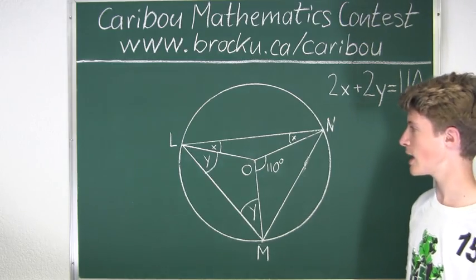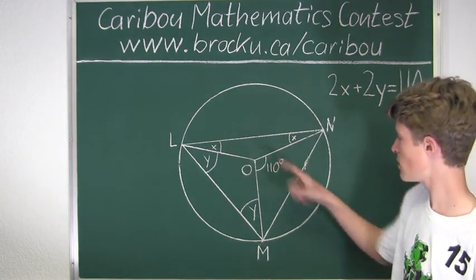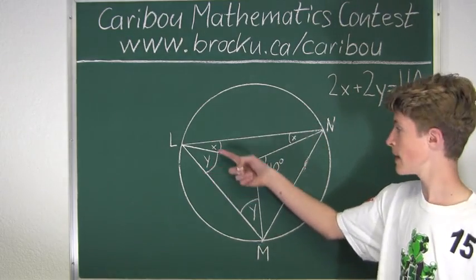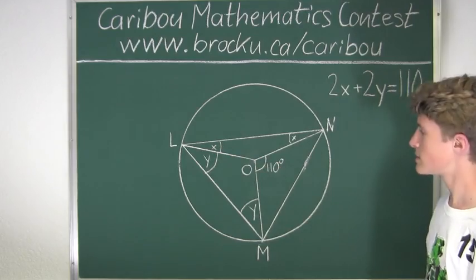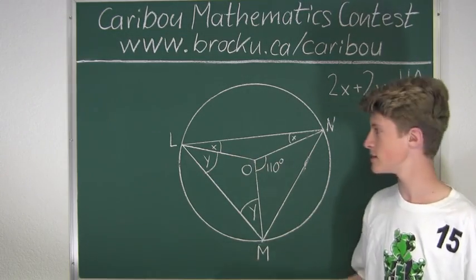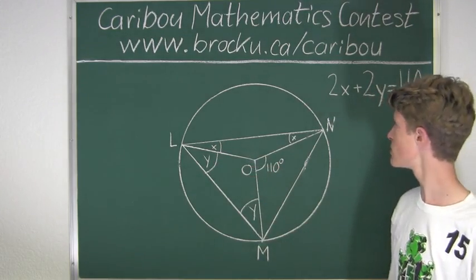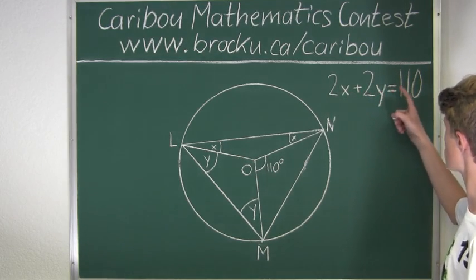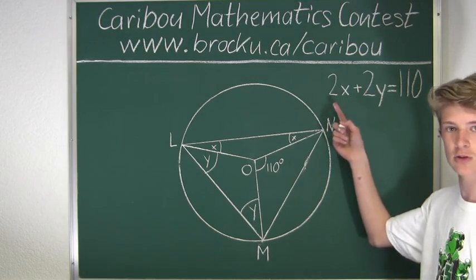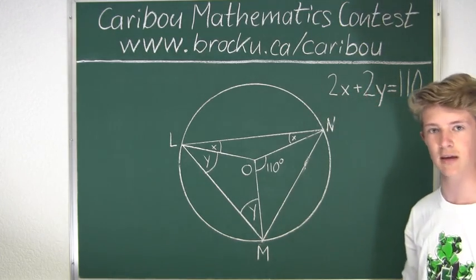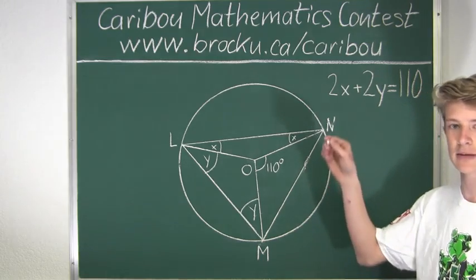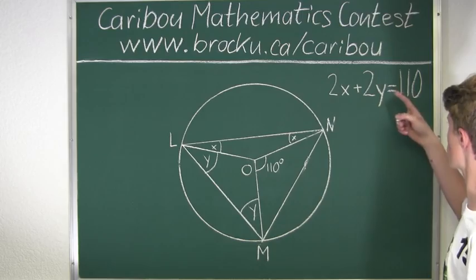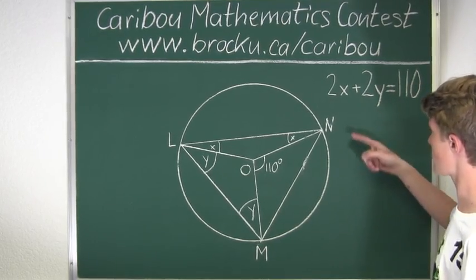So the question asks us what angle MLN is. We know that that would be x plus y. So what we want to find out is what x plus y equals. As you can see up here, we have 2x plus 2y is 110. And we know 2x plus 2y is just the same as having 2 times, in brackets, x plus y, and that would equal 110. And there we would have x plus y.